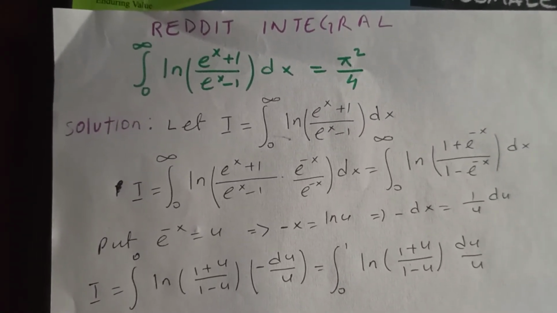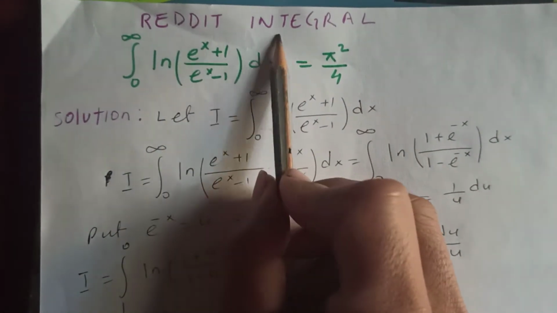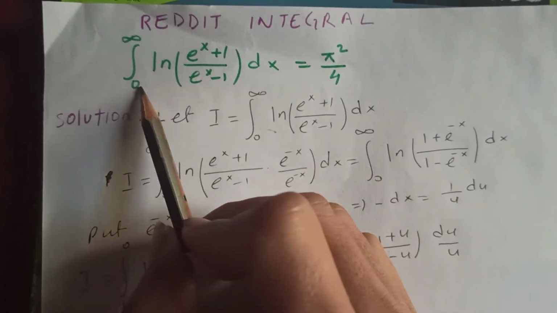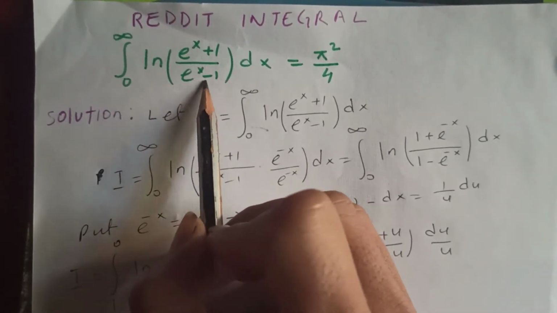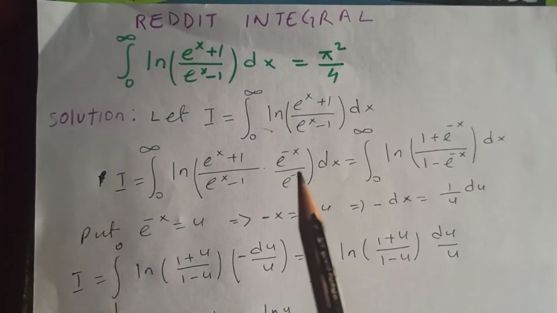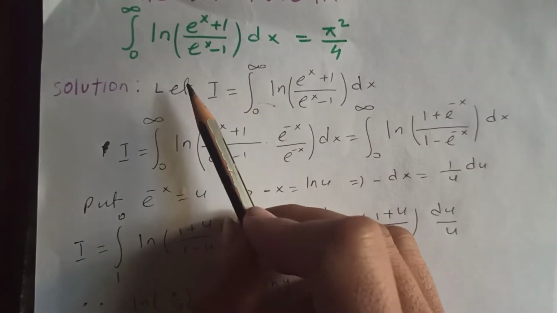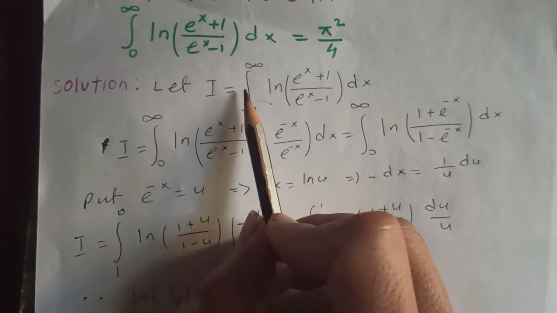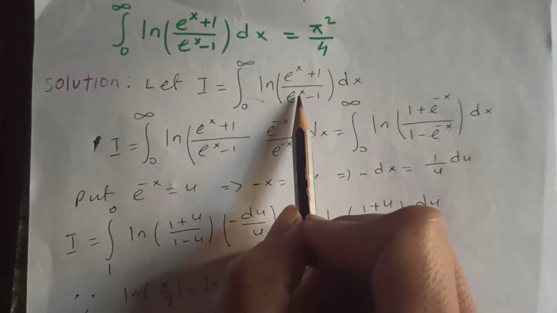Let's try to evaluate this integral, what we call the Reduced integral. That is the integral from 0 to infinity of ln of (e^x + 1)/(e^x - 1) dx, which is pi squared over 4. Solution. Now let our integral I be equal to the integral from 0 to infinity of ln of (e^x + 1)/(e^x - 1) dx.